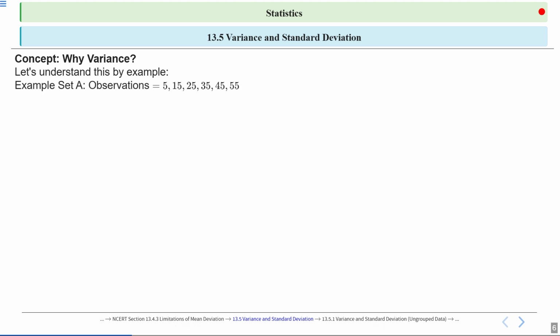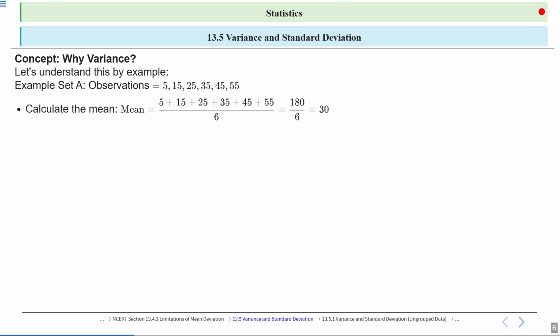So here is our example data set, which we will call set A. The observations are 5, 15, 25, 35, 45, 55. These are the actual values we will use to calculate the variance. Notice how the numbers are evenly spaced, which will make our calculations straightforward.